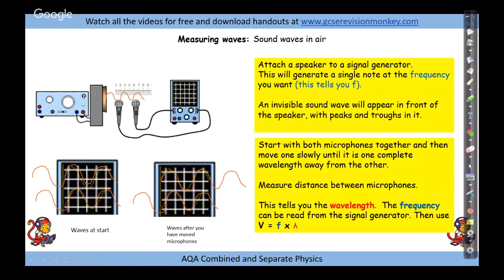Clever. So this tells you the wavelength. The frequency will come from the signal generator, and then again use v equals f times lambda. You can see how important that equation is for so many practicals.